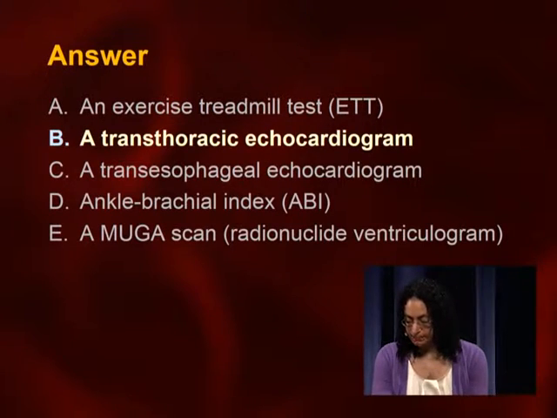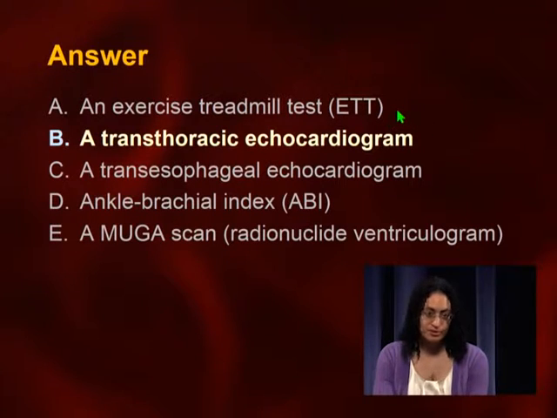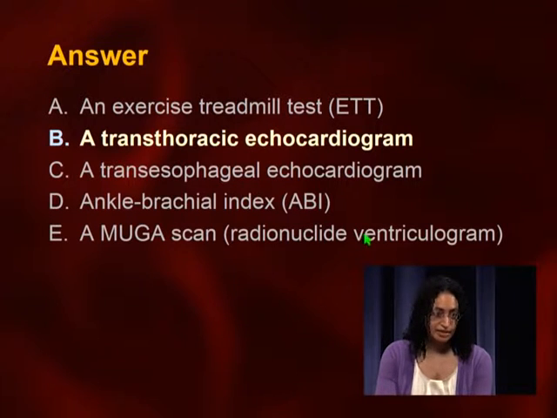for that you get a TTE. And then as for the other answers, an exercise treadmill test is for cardiac risk stratification when you suspect ongoing ischemia, not for a murmur evaluation. We'll go over the treadmill test in great detail later. And the ABI is for evaluation of peripheral artery disease. We'll go over that later as well. The MUGA scan gives you a very accurate assessment of ejection fraction, and it only gives you ejection fraction. It doesn't look at valves, and that's mainly for patients who are undergoing chemotherapy where you need that accuracy.